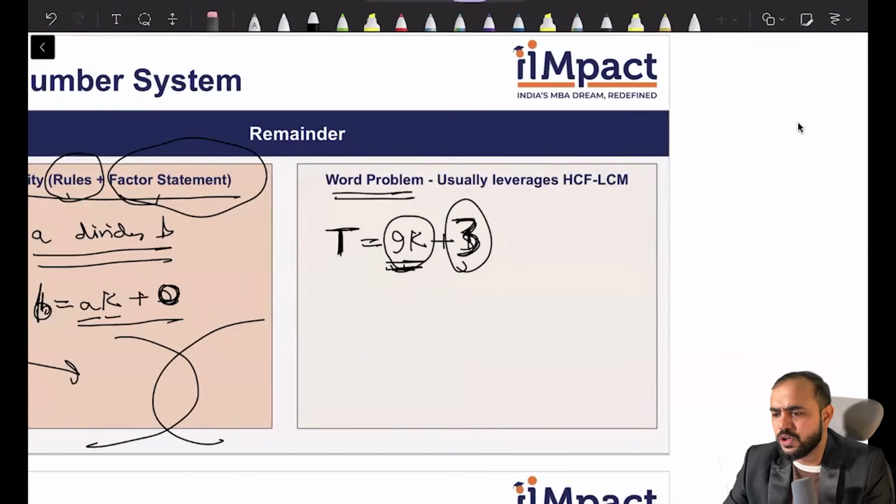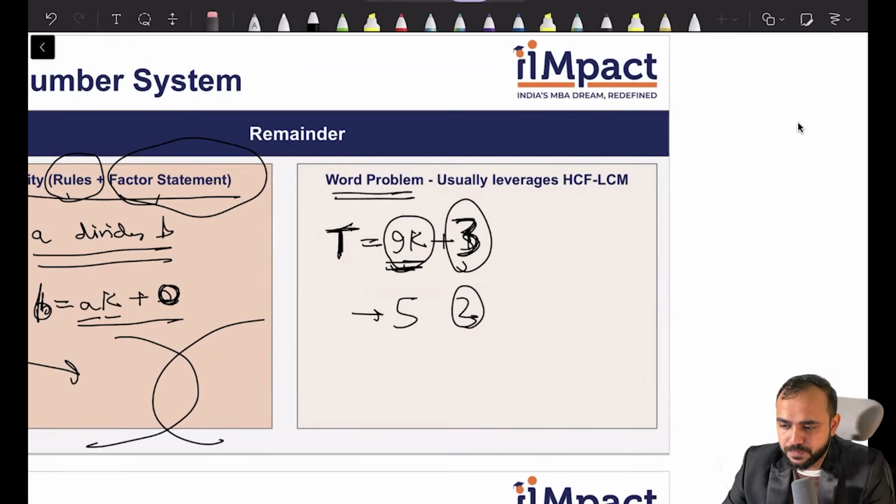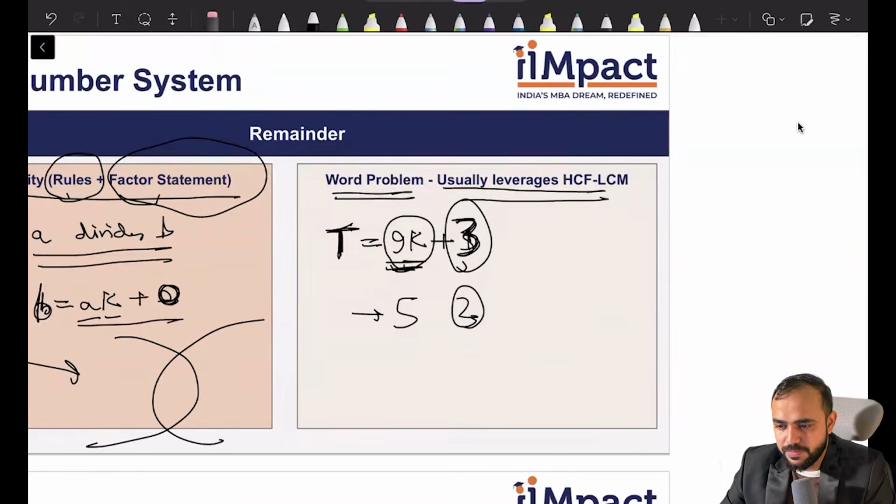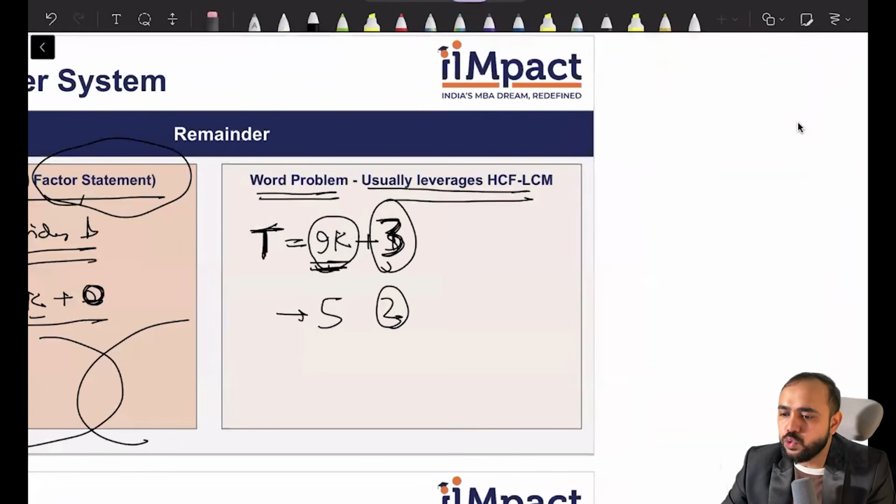So they would try and give you multiple statements like this, that if you divide them into groups of 9, you will get a remainder of 3. If you divide them into groups of 5, you will get a remainder of 2, and so on. So we will have to make statements like these and move on. This usually leverages your HCF and LCM concepts. Within this situation, there are two types of questions that you can get.